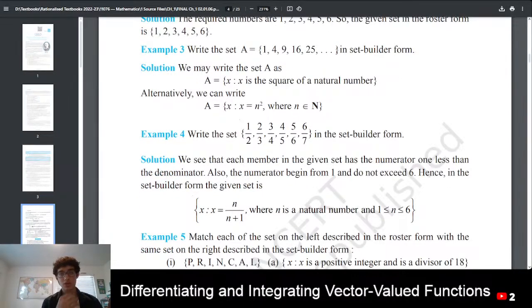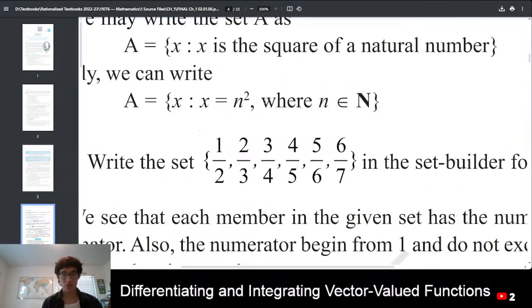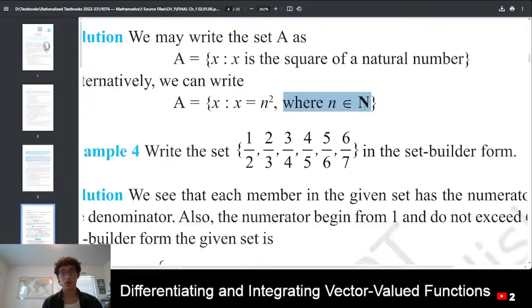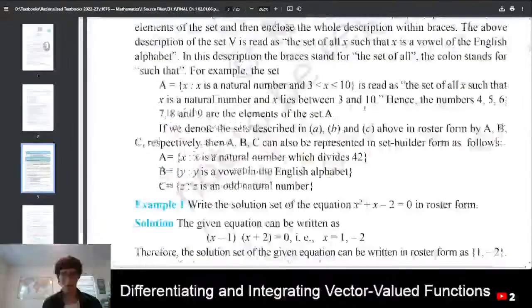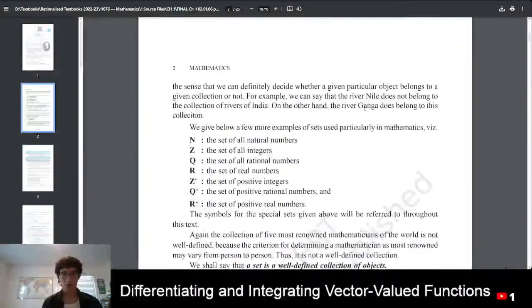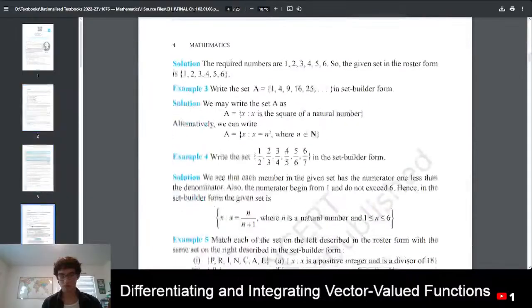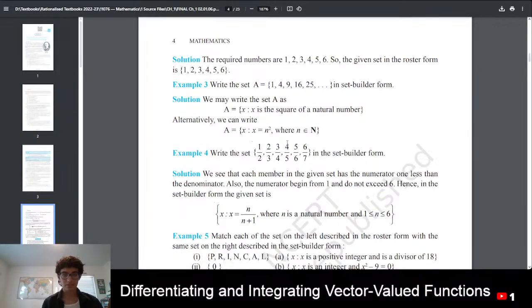Write this set in set builder form. 1, 4, 9. Okay, what does this look like? It's just a natural number squared. So you would just write this. And you have to mention that it's a natural number, right? That n over here is a natural number. So you put where n belongs to the set of natural numbers. So this is kind of going back to what they mentioned earlier about these special sets, right? So sometimes you do have to refer to these. And that's exactly what they're doing here.